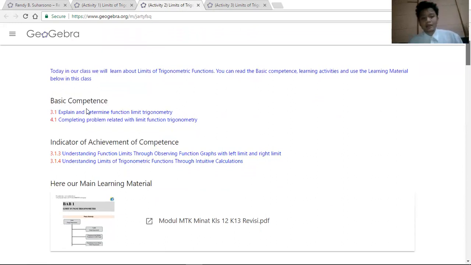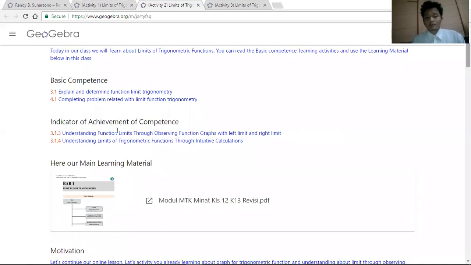Basic competence. Explain and determine function limit trigonometry and completing problems related with the limit function and trigonometry. Indicator of achievement of competence. Understanding function limit through observing function graph with left limit and right limit. Understanding the limit of trigonometric function through intuitive calculation.